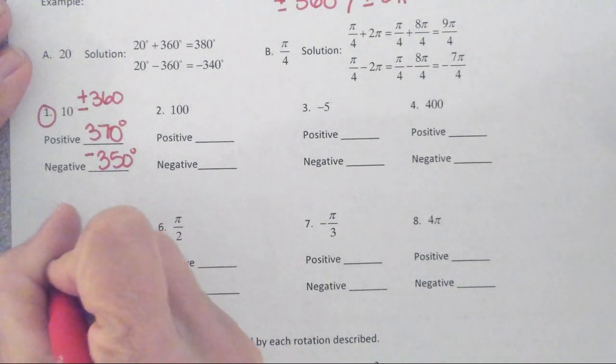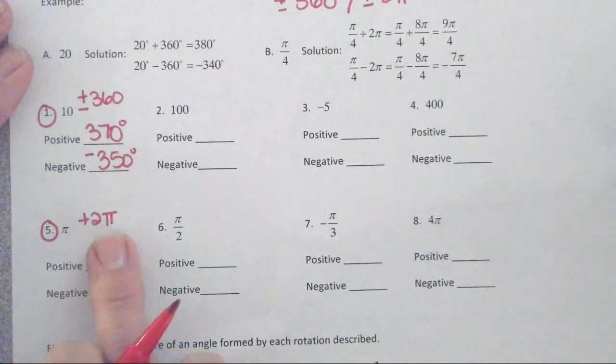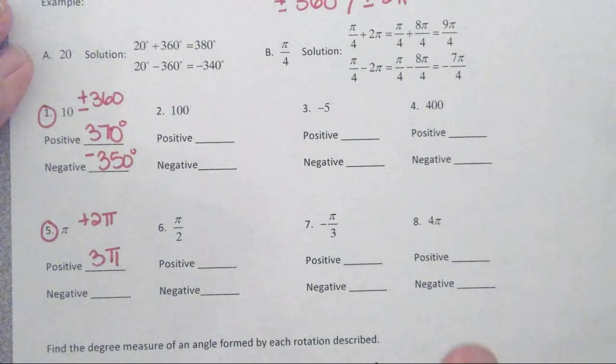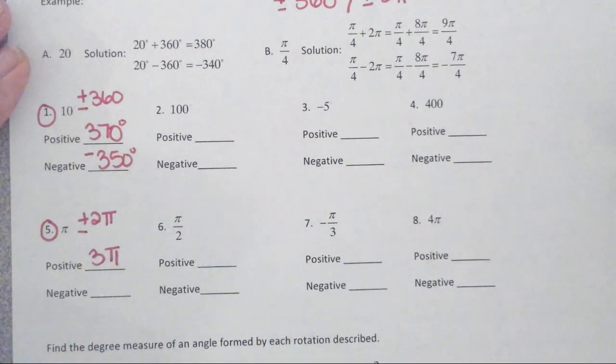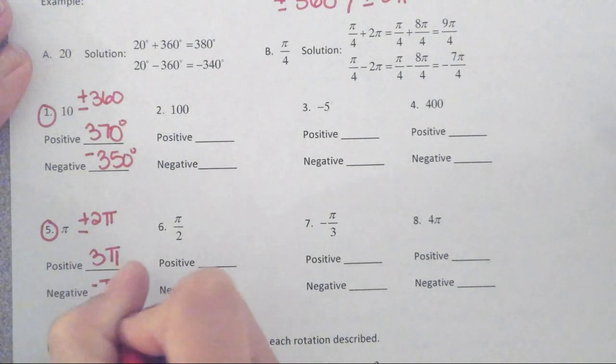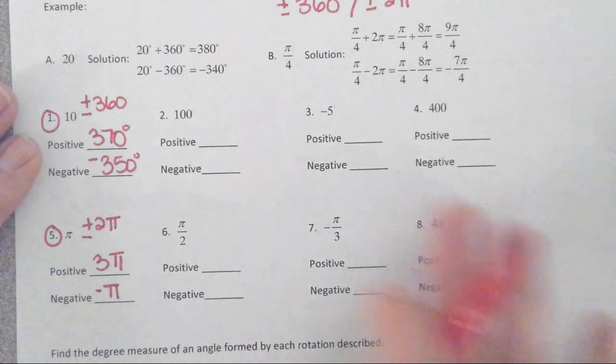So I'm going to go to number 5. We're going to add 2 pi. So 1 pi plus 2 pi is going to give me 3 pi. And then we're going to subtract 2 pi. 1 pi take away 2 pi is going to give me a negative pi. Again, I did 1 positive and 1 negative. So that's how you're going to do that section there.